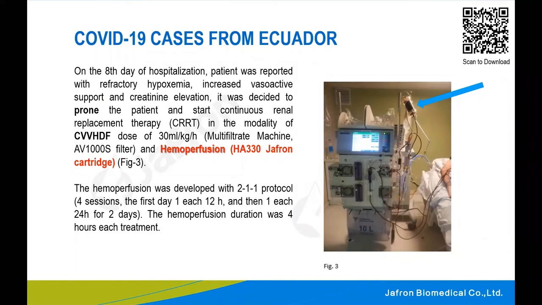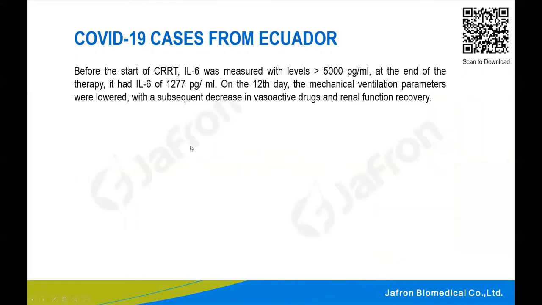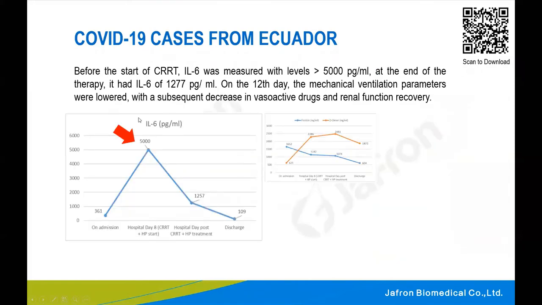In the first day, the patient received two sessions, one every 12 hours. Then on the second and third day, they each received one therapy per day. In this case, the duration was 4 hours for each therapy. We can see the interleukin-6 level had a very sharp increase after admission. It was very high, even over 5,000, which the kit cannot evaluate.